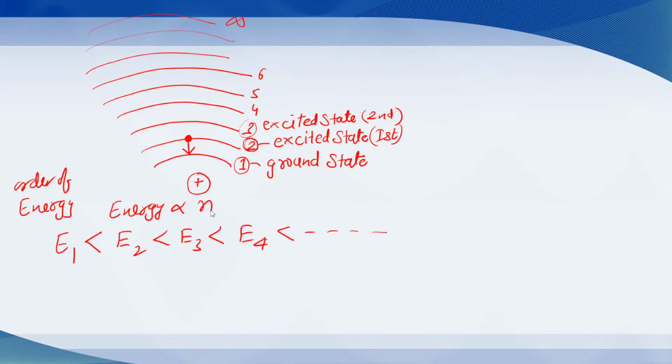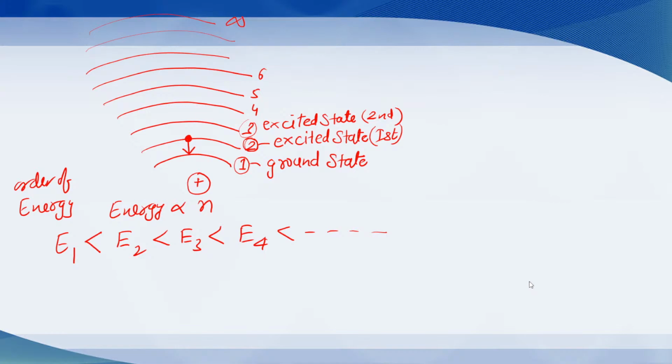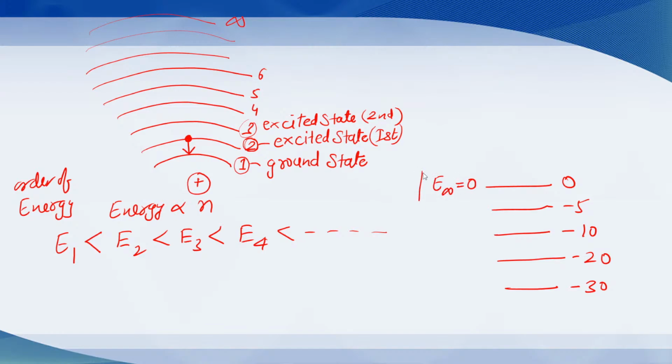Energy increases with n because there is a negative sign before the energy. See, if n increases, energy becomes less negative. What does it mean? It increases. Say minus 30, obviously minus 20 is above, minus 10, minus 5 and ultimately 0. So the maximum energy of the electron is 0.